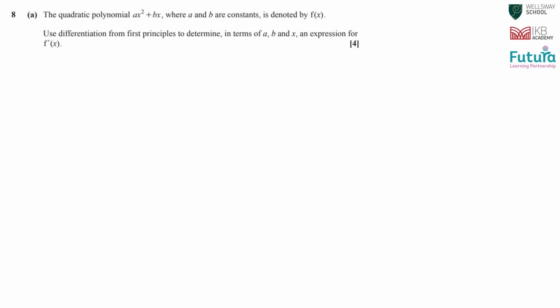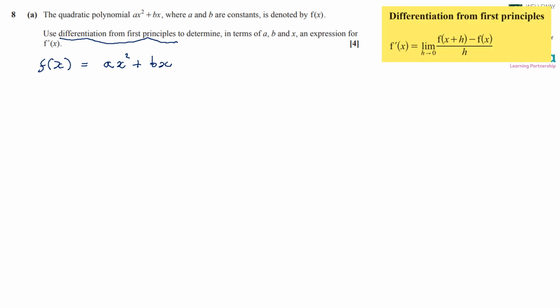So for this question, the quadratic polynomial ax squared plus bx, where a and b are constants, is denoted by f of x. So in effect f of x equals ax squared plus bx. Use differentiation from first principles to determine, in terms of a, b and x, an expression for f dash x. And so it's useful to go back to your formula booklet.